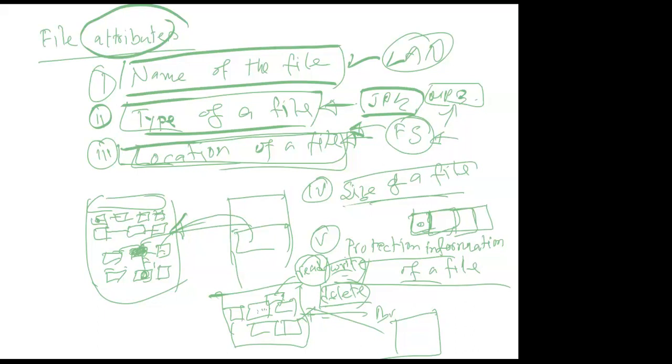Another is time and date. This is number 6. I think the number 6 attribute is time and date. When you create this file, or when you modify this file, this kind of information is maintained in the date and time attributes. These are the attributes.